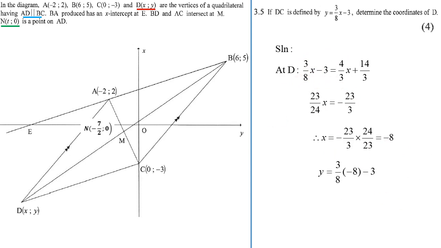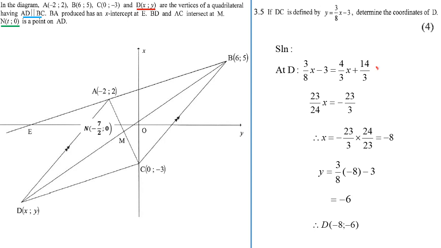Then you have 3 divided by minus 8. The minus 8 that you see is this one that we have just calculated. Then minus 8 divided by 8 is minus 1. Minus 1 multiplied by 3 is minus 3. Minus 3 minus 3, then that will give you minus 6. As a result, it means D has coordinates minus 8 and minus 6, which is valid.